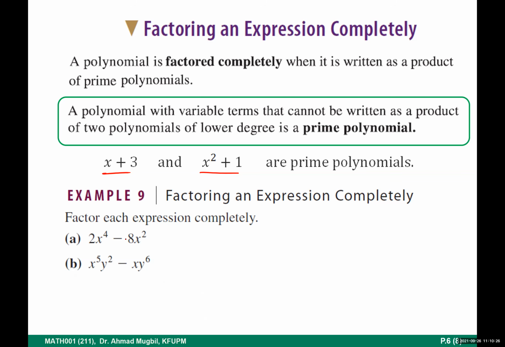Now, 2x to the power 4 minus 8x squared. Common factor. This is step number one always. Step number one. Factor out the common factor. What is the common factor here?